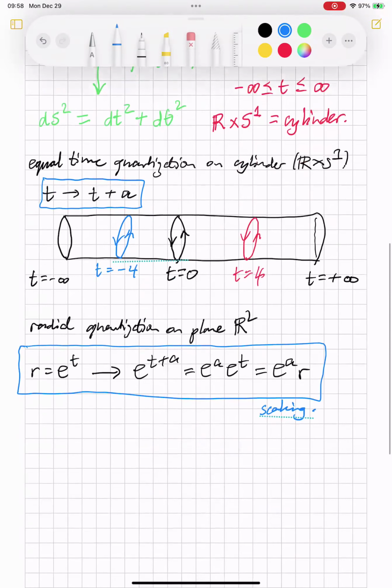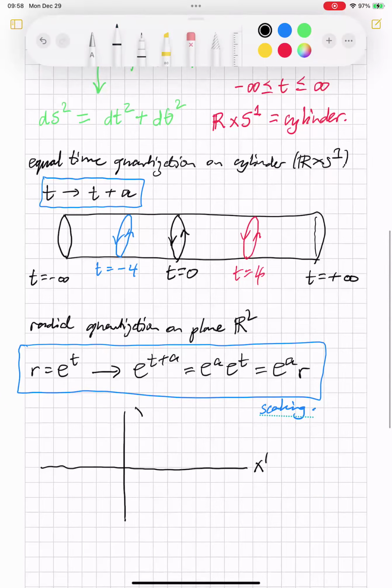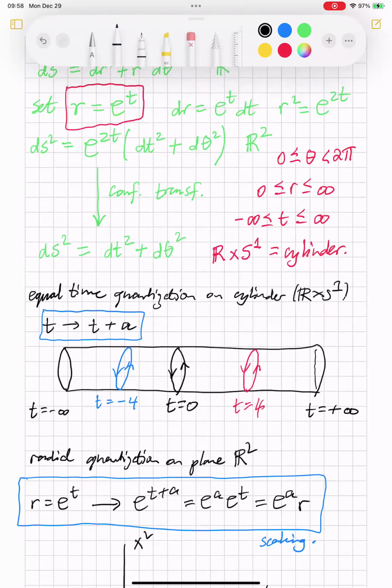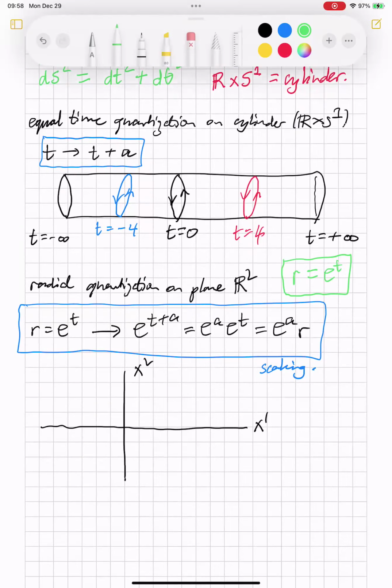So that's why we introduce this change of coordinates, this mapping. What I'm trying to convince you of is that everything that you know about equal time quantization on the cylinder, through our change of coordinates, becomes equal r quantization on the plane. And which change of coordinates am I using? Maybe good to put that here so that you can keep that in mind. It's r is equal to e to the t. This is the relationship between the radial coordinate on the plane and the time coordinate on the cylinder.